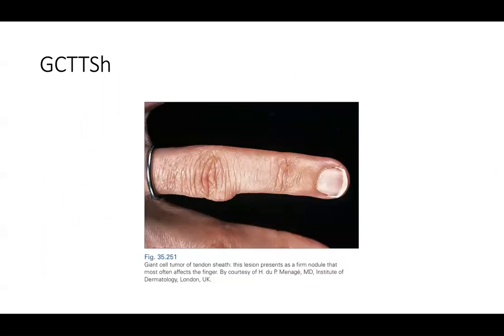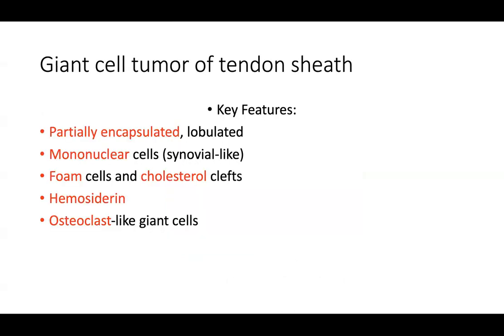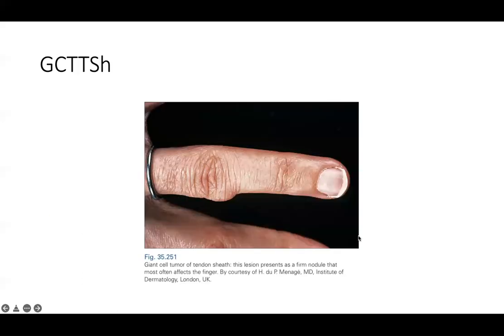So here you see this nodule presenting as a pretty firm nodule on the finger of a patient. And this is a giant cell tumor of tendon sheath. This is often how it presents clinically. On histology, what we're going to be looking for is a partially encapsulated lobulated neoplasm. We're going to be looking for mononuclear cells, which are considered to be synovial-like cells. We're going to look for foam cells, cholesterol clefts, hemosiderin, and of course, osteoclast-like giant cells. So that's where the name giant cell tumor of tendon sheath comes from.